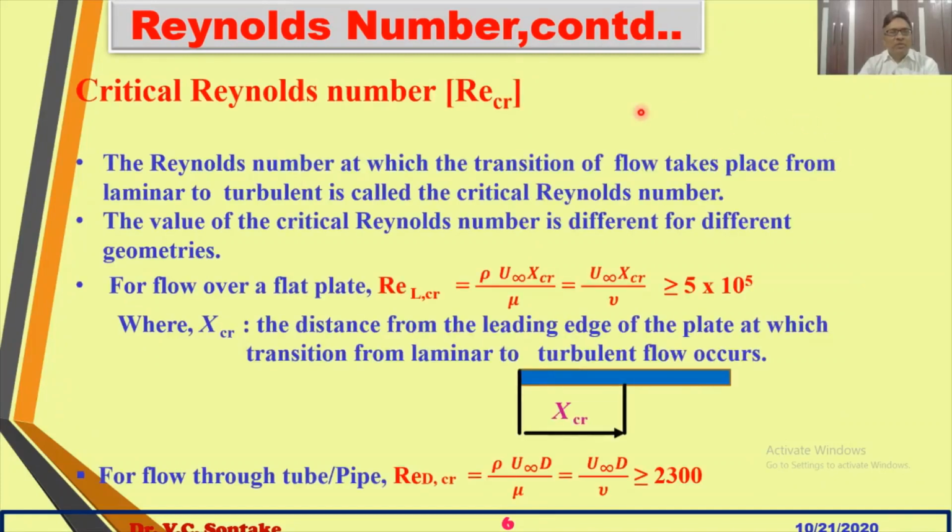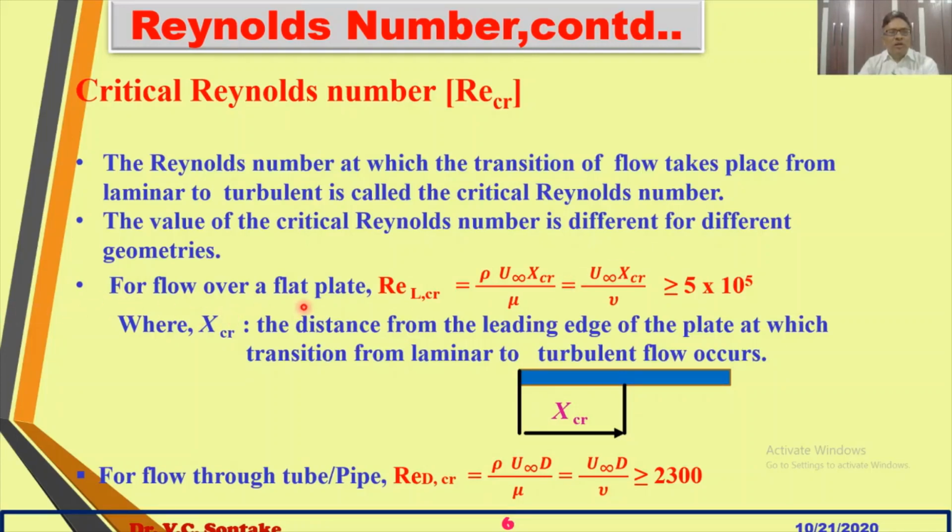Now there is one more important parameter. It is called the critical Reynolds number, represented by Re suffix critical. It is defined as the Reynolds number at which the transition of flow takes place from laminar to turbulent. The value of this critical Reynolds number varies from geometry to geometry. Its value will be different for a flat plate, and for fluid flowing through a tube.